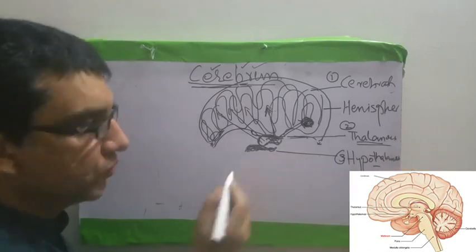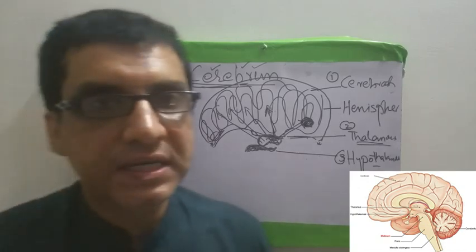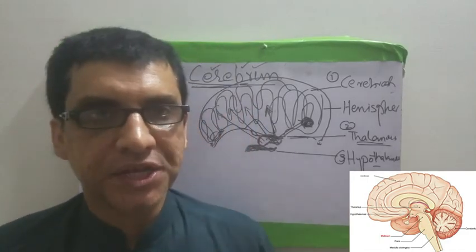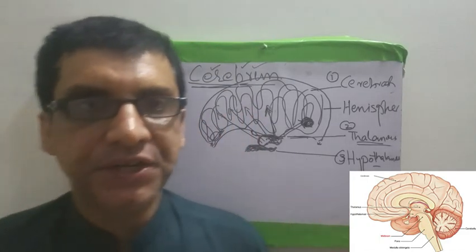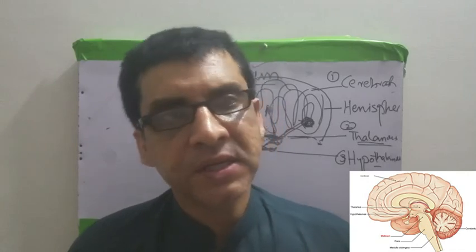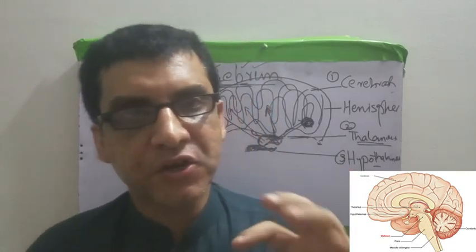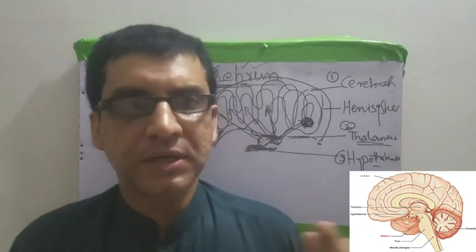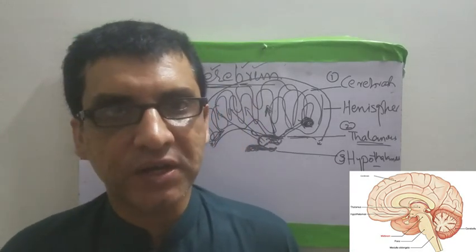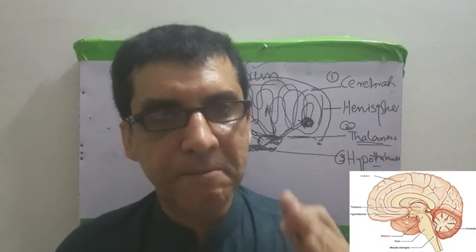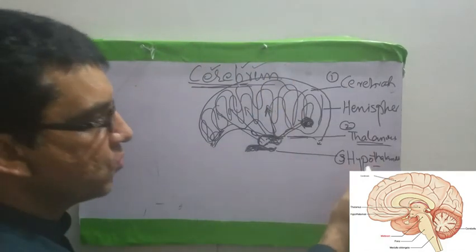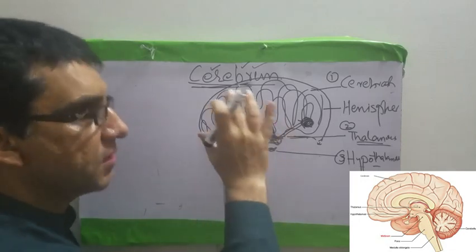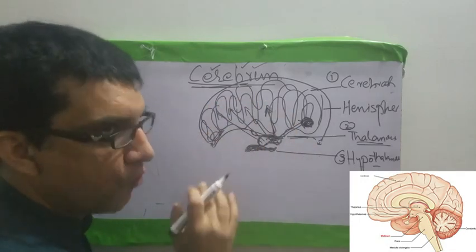Hypothalamus controls the temperature of the body. So it also works as a thermostat, like in a refrigerator or an air conditioner. There is a thermostat that controls the temperature of the body, like the normal human body temperature, 98.6 Fahrenheit. That is controlled and maintained by this hypothalamus. So this was about the first part of the brain, that is the forebrain.